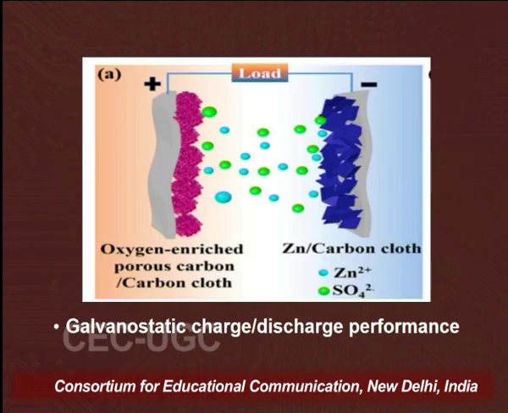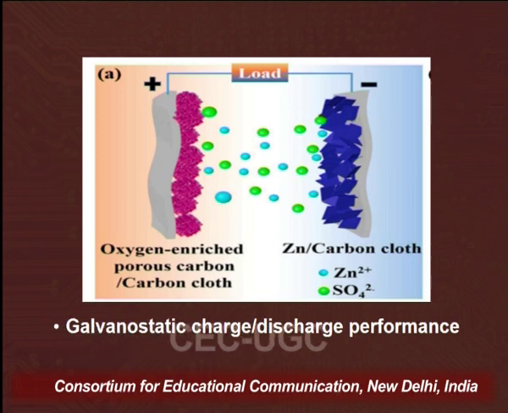So we can see here a galvanostatic charge discharge performance with the oxygen enriched carbon, where more load is applied. On the right hand side we have the anode side, with a zinc carbon cloth, and on the left hand side the cathode, the oxygen enriched porous carbon on a carbon cloth.